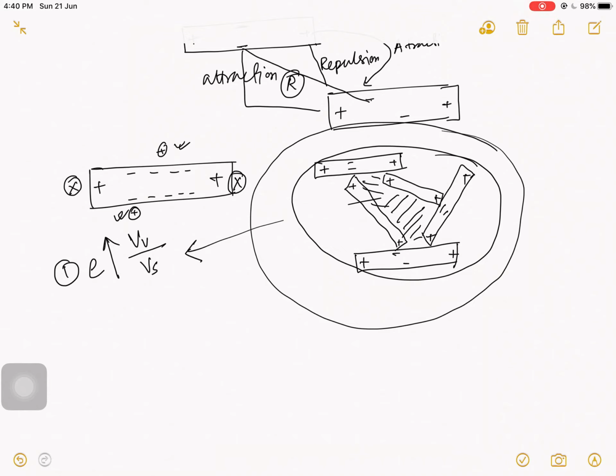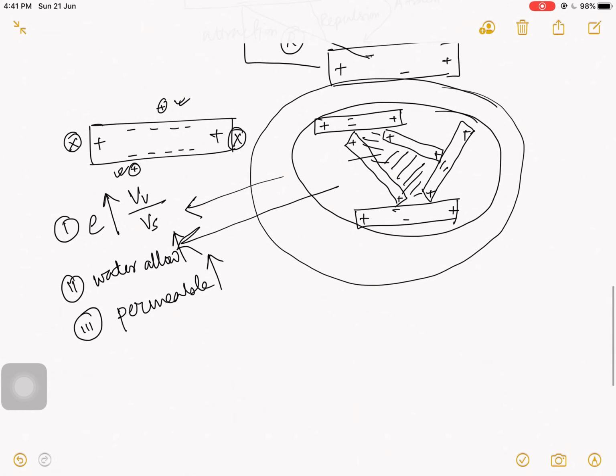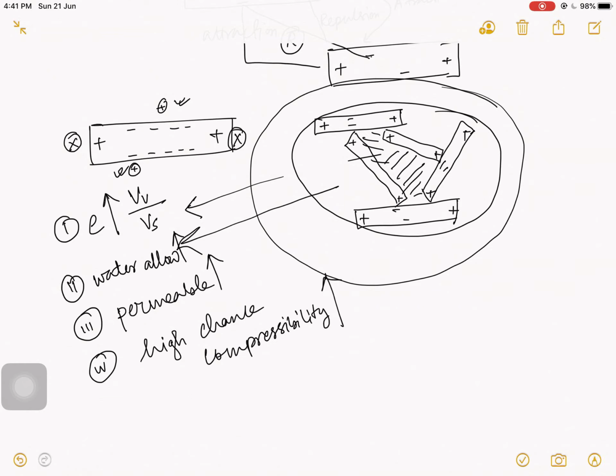Number 2. Sir, as void is high, water can allow permission on? Yes, you are right. If void is more, then these types of soil are more permeable? Yes, exactly. If more permeable, that means high chance of compressibility. So these are the features of flocculent soil structure.